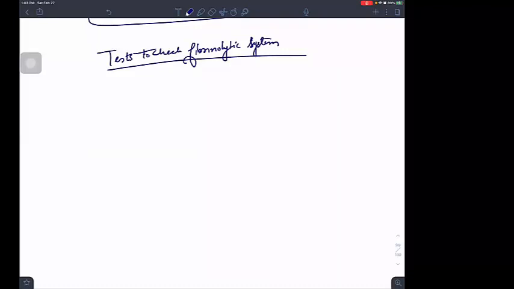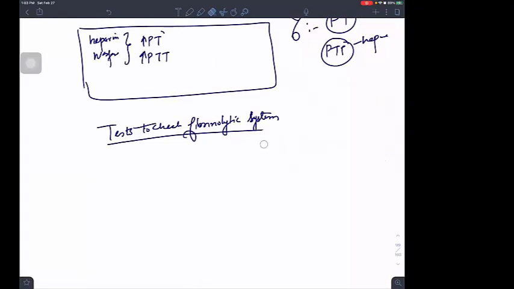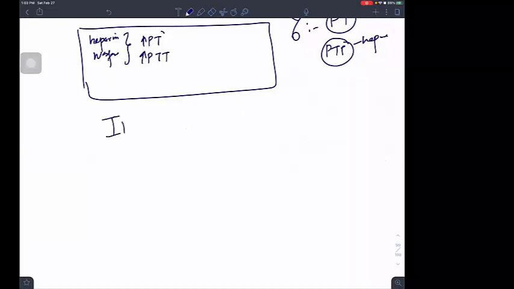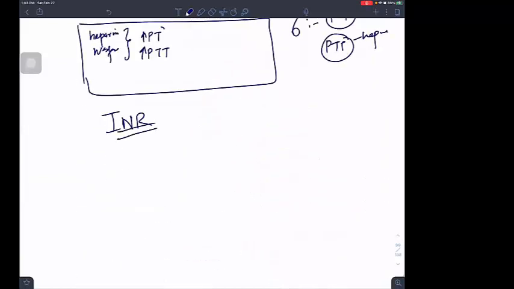Who is actually doing the fibrinolysis? We forgot actually one coagulation test. I'm sorry. The next coagulation test to be remembered is INR, which is important. INR is the important coagulation test. I forgot to tell you. I'm sorry. So INR means International Normalized Ratio.